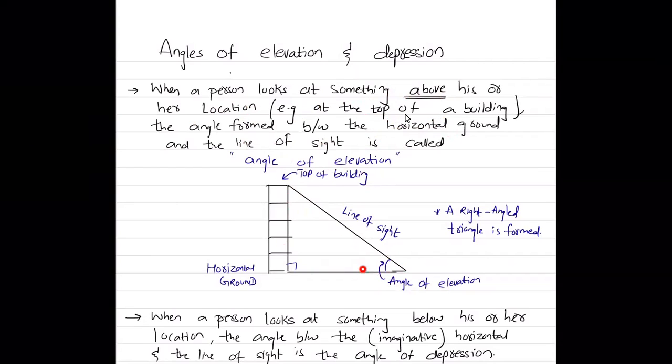Now this gives us a right angle triangle. If you are standing some distance away from the foot of the building, then this is the adjacent side of a right angle triangle, this is the opposite side, and this line is the hypotenuse. So all of the trig ratios can be applied over here. This is the angle of elevation.